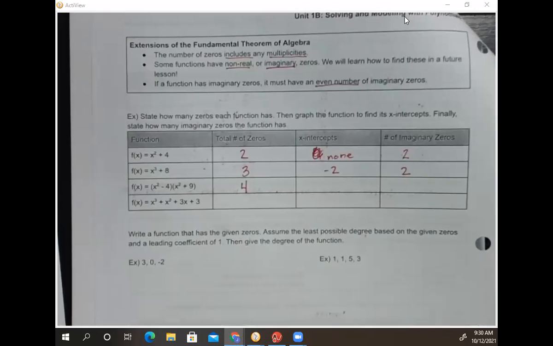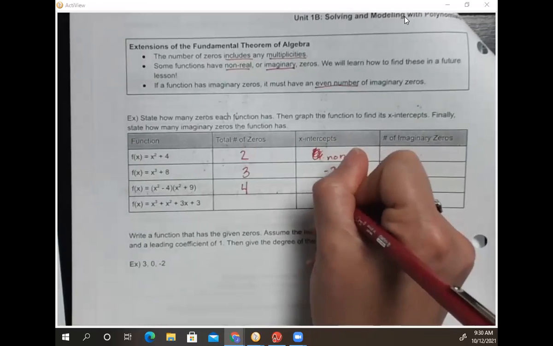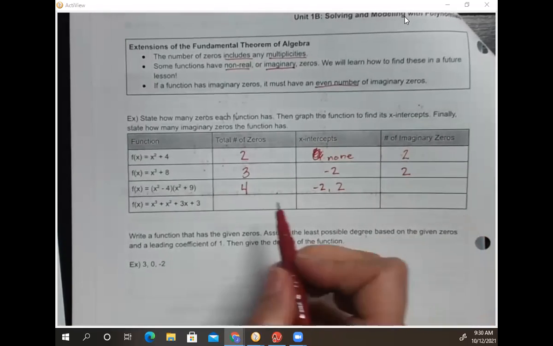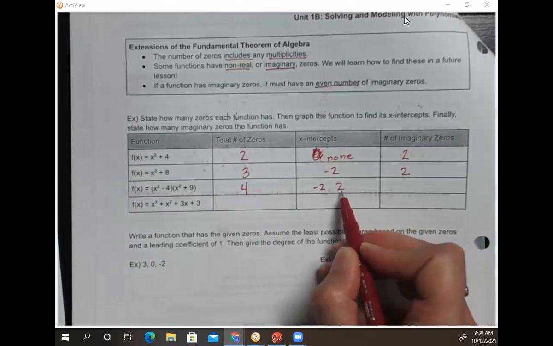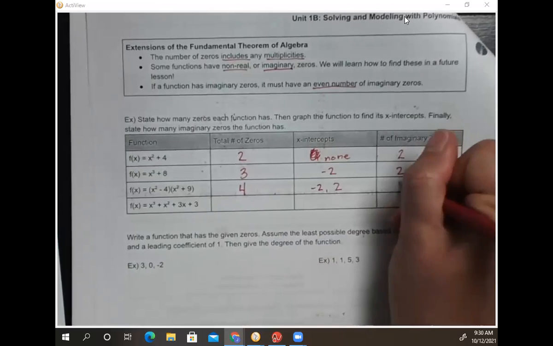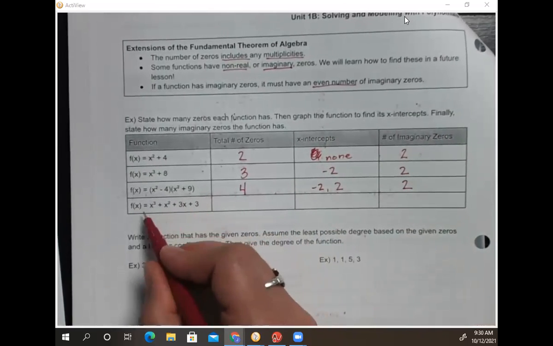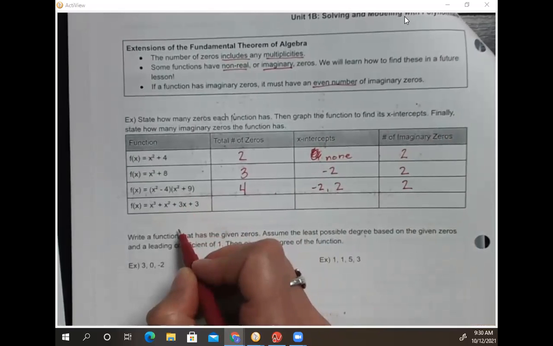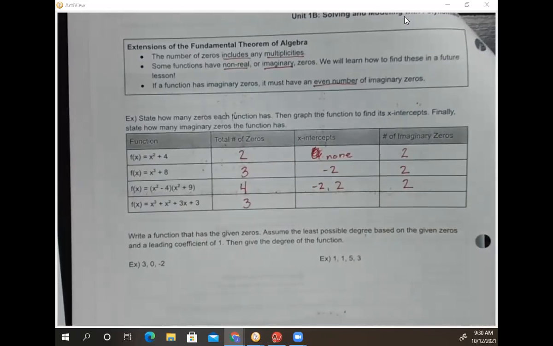How many x-intercepts do you see on that graph? 2, and where are they? -2 and +2. So I'm supposed to have 4 total zeros. I can see 2 of them on the graph. How many imaginaries would that leave me? And then for our final function here, how many zeros do I expect? Degree is 3. Go ahead and graph that.